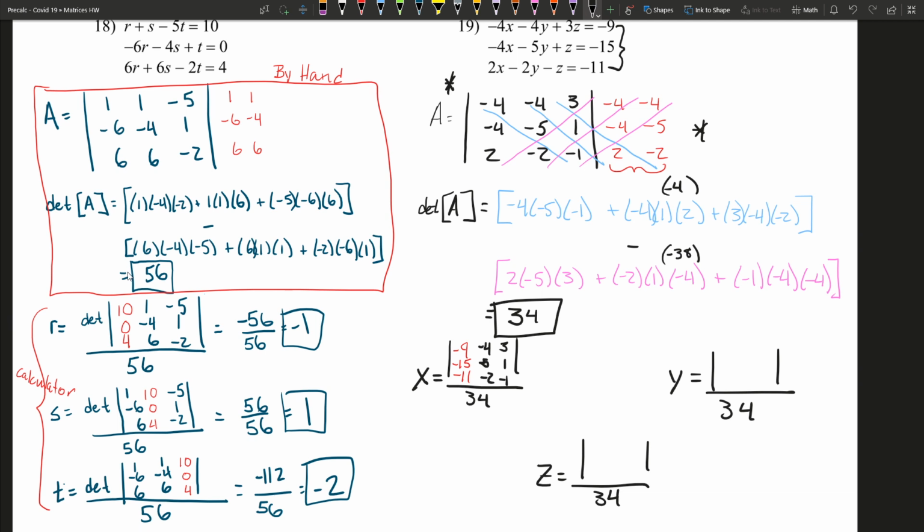Okay, for the y value, we're replacing the y column with the answers. And for the z matrix, we're replacing the z column with the answers. And then everything else is the exact same as the coefficient matrix.